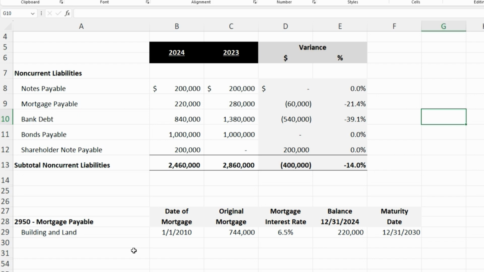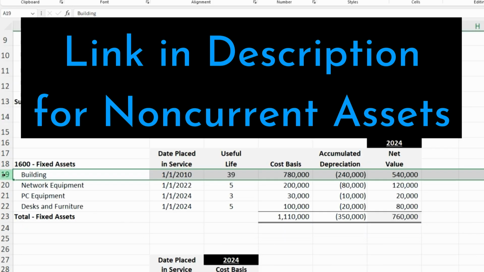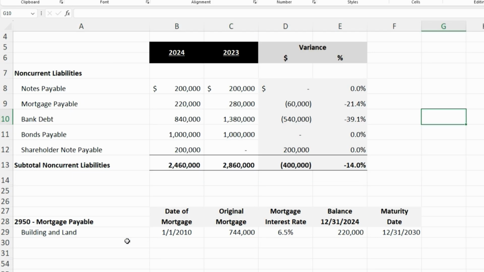Line item number 2, mortgage payable. We have general ledger account 2950 that is classifying our mortgage, and it's on the building and land that we purchased back in 2010. If you haven't watched my non-current assets video, highly recommend checking that out, because if I go back to general ledger code 1600 in my non-current assets, there's the building, there's the asset on the asset side of the balance sheet, and here's the liability attached to that asset. So in the non-current section of our liability section of the balance sheet, we have this mortgage that we took out January 1st, 2010.